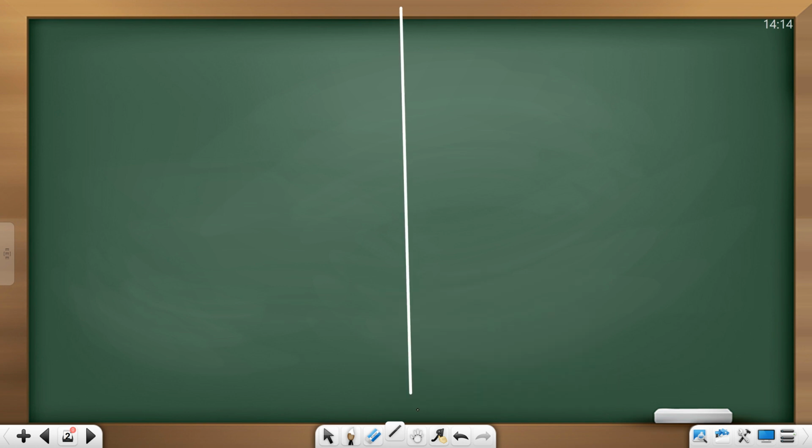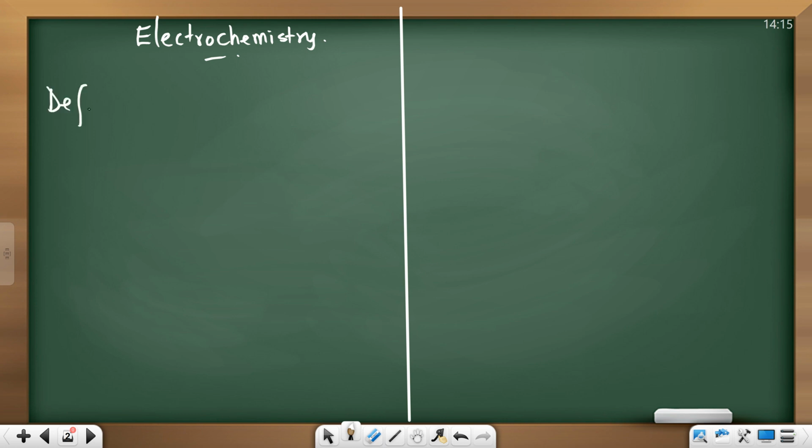Okay, so let's divide the board into 2 quickly. All right, so if I talk about electrochemistry, what are the important things that I need to know? Electrochem. All right, so let's have a checklist. Number 1, can we define? Definition. And what are we defining? Oxidation and reduction.